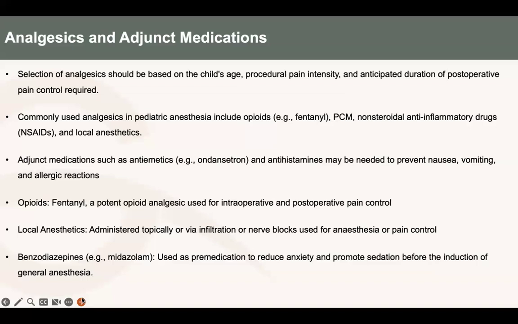There are also local anesthetics you use for analgesic purposes as a means of infiltration or nerve block. And also benzodiazepines, the commonly used one is midazolam, because it will reduce anxiety and also the dose of drugs used for induction of general anesthesia. And next.